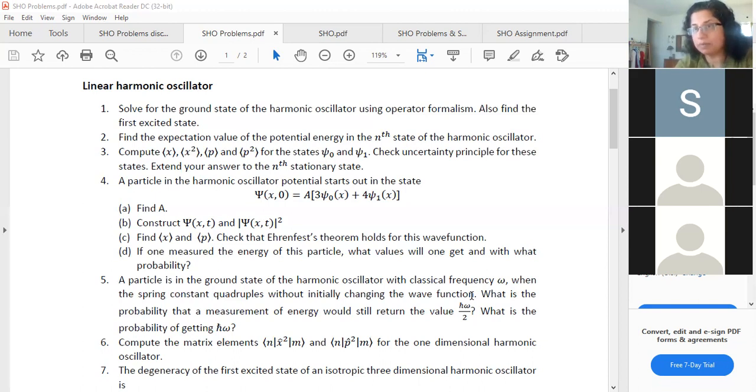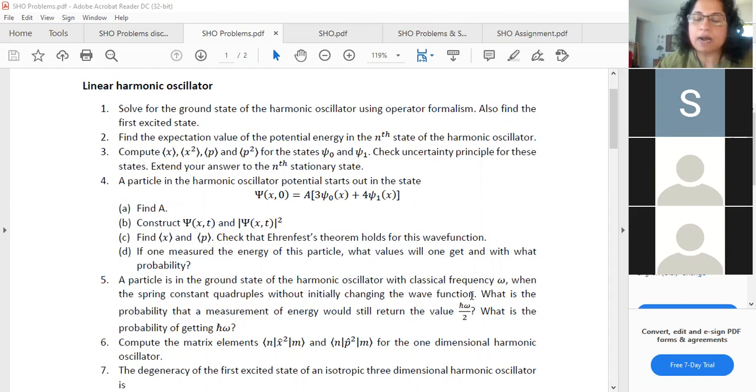What about the sixth problem? So this is now a calculation of the matrix elements of x² and p². I haven't solved this particular problem myself, but if you write down x² and p² in terms of a+ and a-, this should be something that is easily done. Just remember that you have the kets n and m, m being the mth excited state, and n being the nth excited state. So I think you should be able to work out what the matrix elements are.